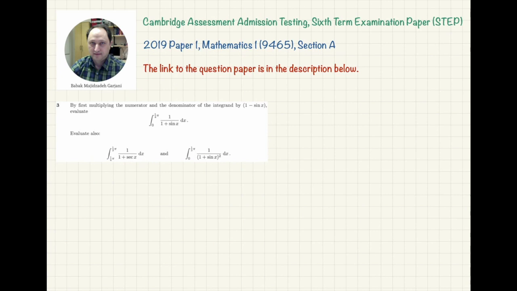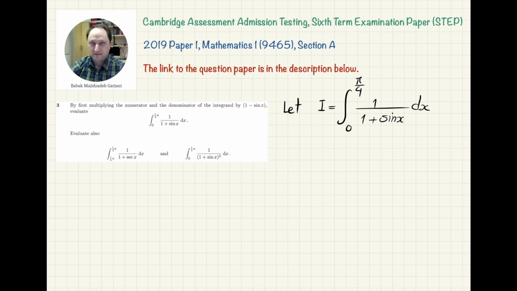By first multiplying the numerator and the denominator of the integrand by 1 minus sine x, evaluate the integral of 1 over 1 plus sine of x, where x goes from 0 to pi over 4. Okay, so I would say we denote this integral by I. Integral from 0 to pi over 4 of 1 over 1 plus sine x dx.